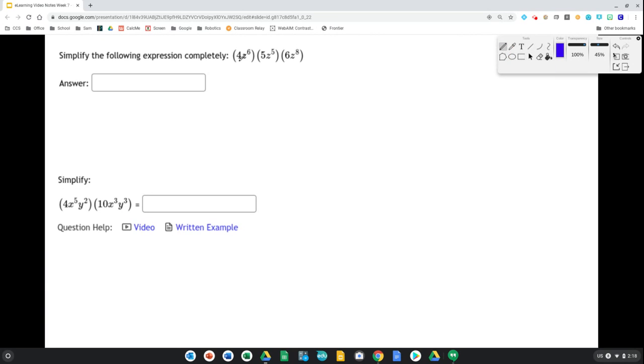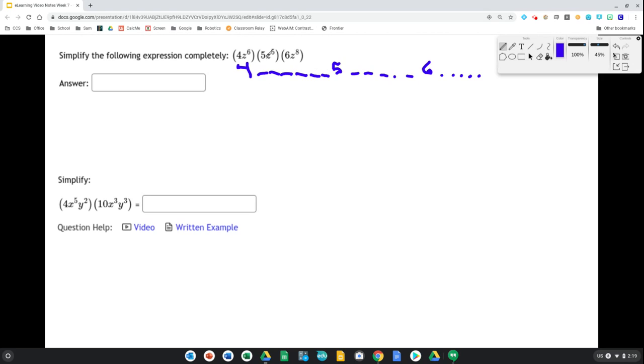If we were to rewrite this problem, 4z to the 6th times 5z to the 5th times 6z to the 8th, we would write down 4, and then we would write down 6 z's. And then we would write down 5, and then we would write down 5 z's. And then we would write down a 6, and then we would write down 8 z's. Now you get the idea.